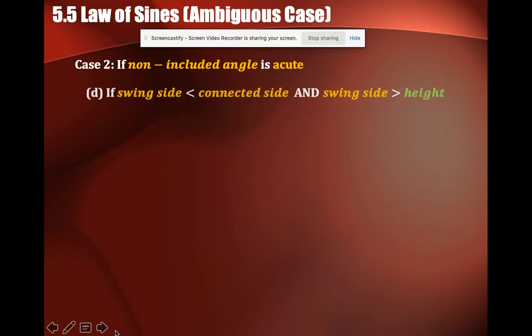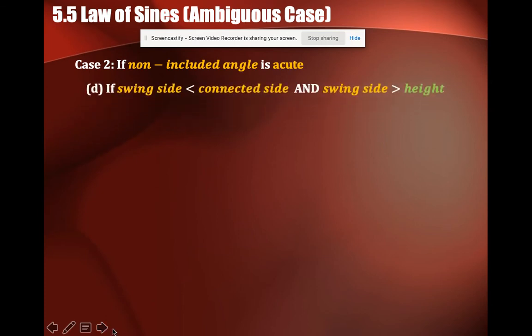But here's the kicker. If the swing side is smaller than the connected side, not equal to, because we've just done equal to, and the swing side is bigger than the height.